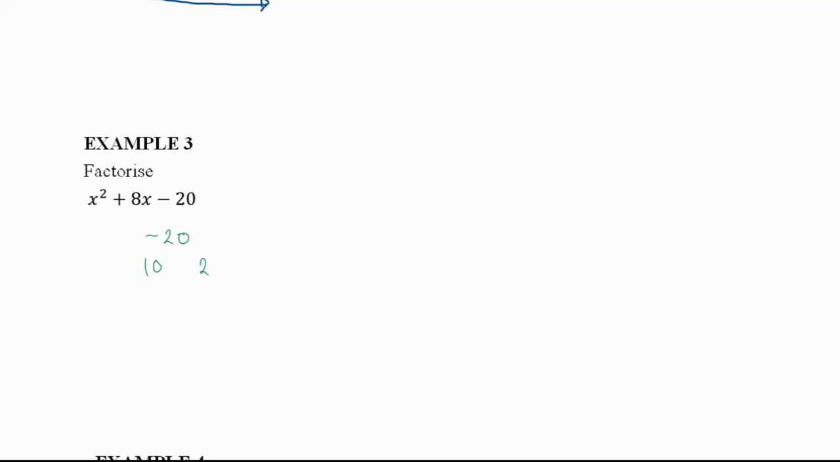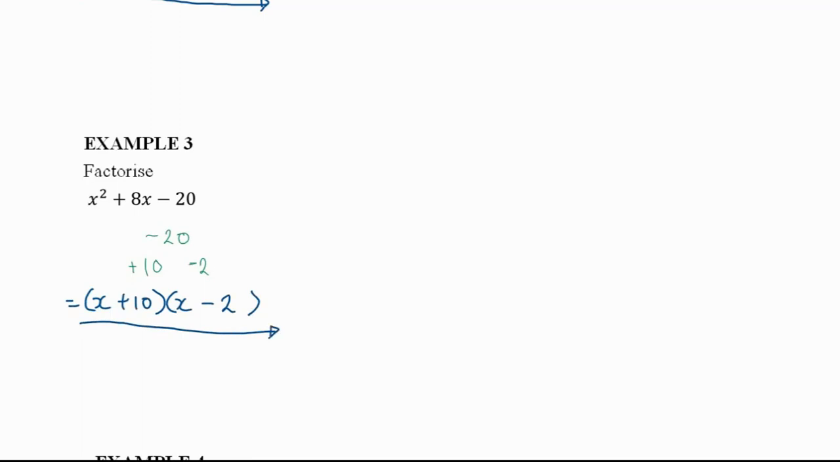If you look at your middle term here, it is a positive, so that means the bigger number of these two is the positive. So 10 is the positive and 2 is the negative. As you can see, positive 10 minus 2 will give you positive 8, and positive 10 times negative 2 will give you negative 20. So now I'm just going to open up my brackets as we've been doing before. This is x, that is x, and then put a positive 10 there and a negative 2 there. So this expression has been factorized.